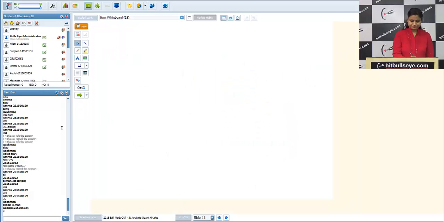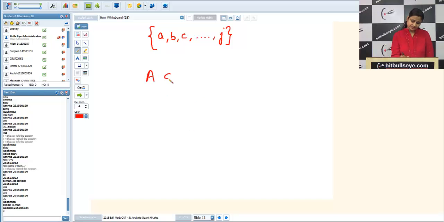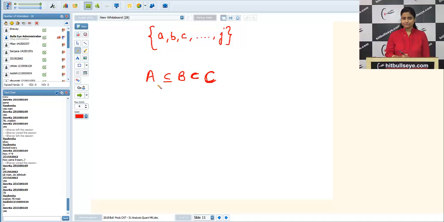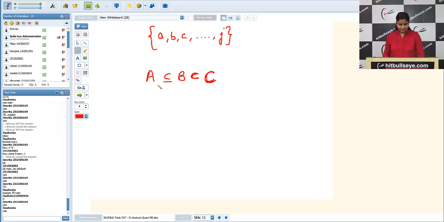So, nice question it was. There are 10 elements in a set. We want to make subsets which follow these conditions. Since A is a subset of B, every element of A belongs to B. Can I say this? And every element of B belongs to C as well. Clear? Yes, please confirm. Are you getting me?